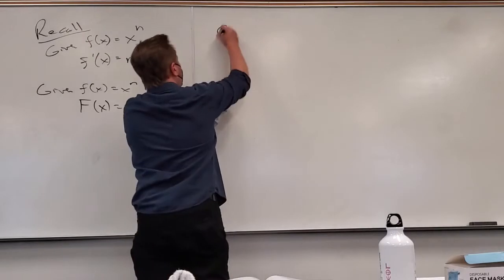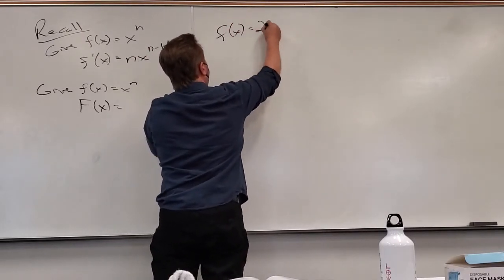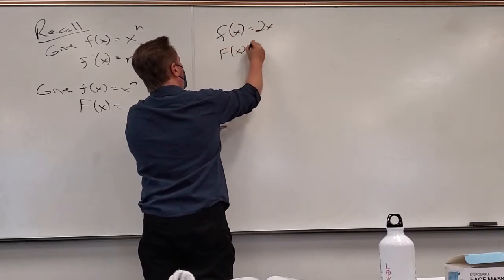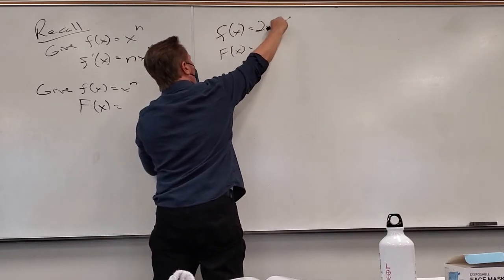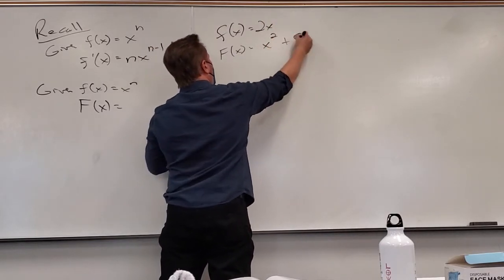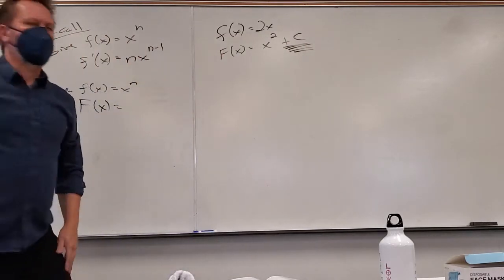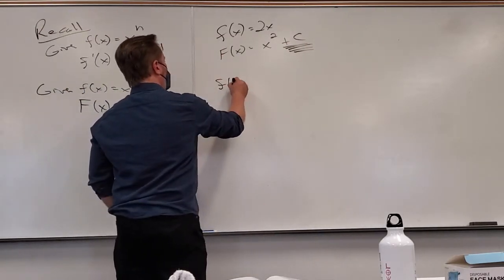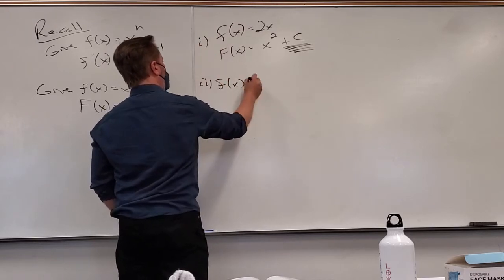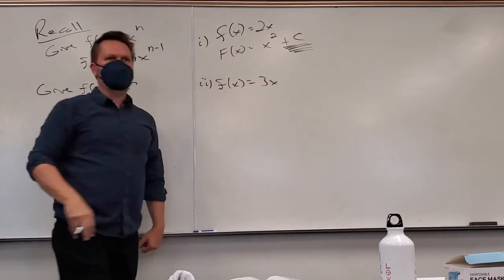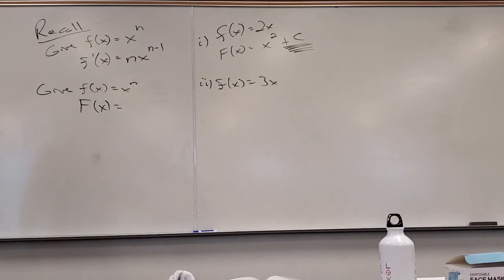So this one we did was easy. Why was this easy? Because 2 is exactly what would have been up here, right? So let me make it harder. What if it was 3x? And this is where people fall apart a little bit.